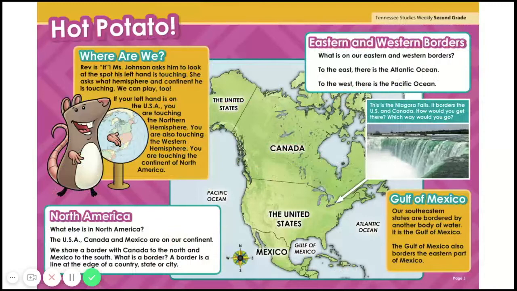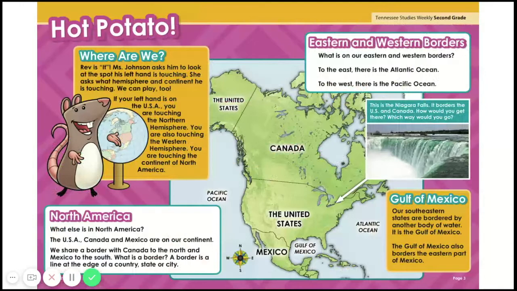We're starting on the left side of our page in the box that says, "Where are we?" Rev is it. Miss Johnson asks him to look at the spot his left hand is touching. She asks what hemisphere and continent he is touching. We can play too. If your left hand is on the USA, you are touching the northern hemisphere. You are also touching the western hemisphere. You are touching the continent of North America. So the United States is in North America, and that is where we live. So we are living in the northern hemisphere and also in the western hemisphere.